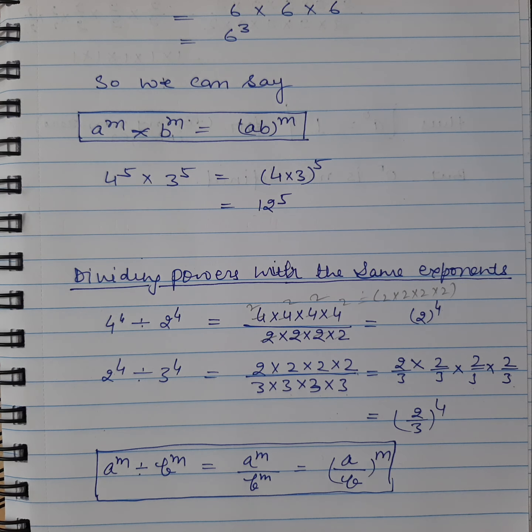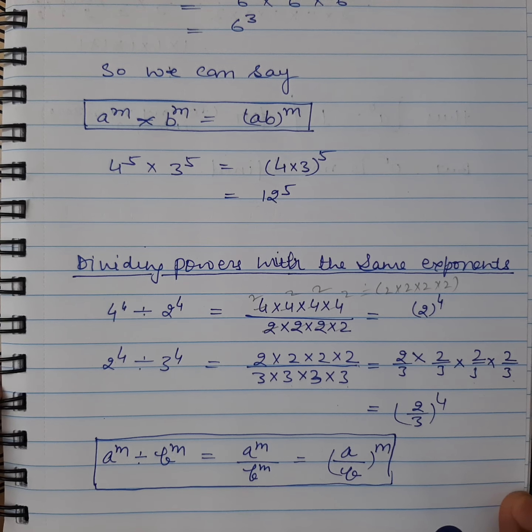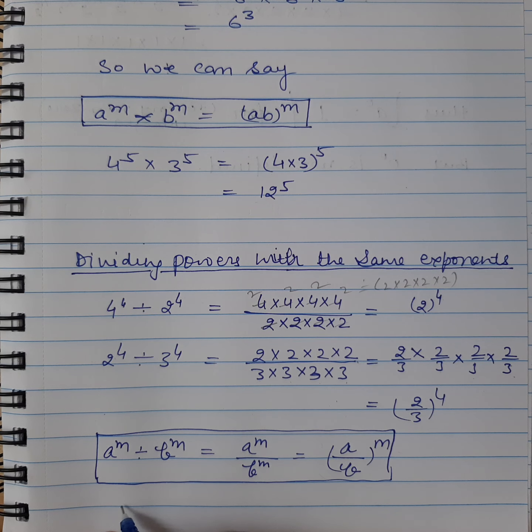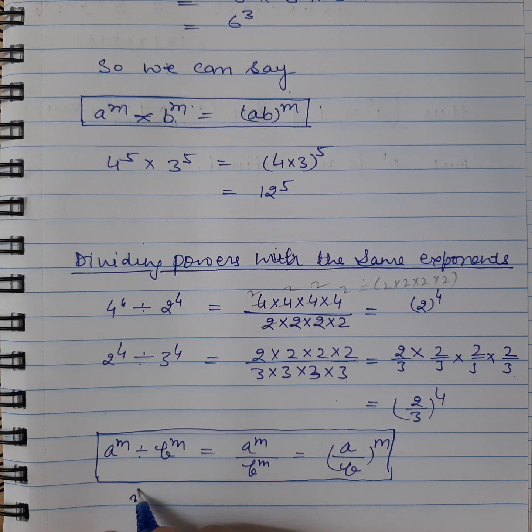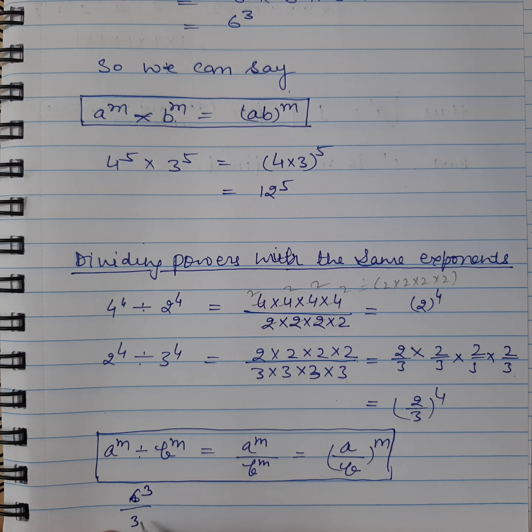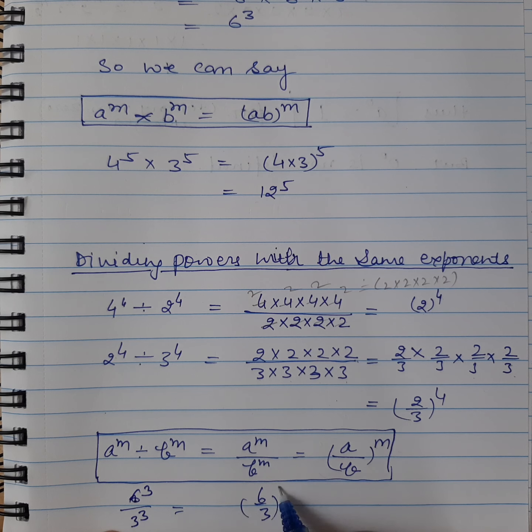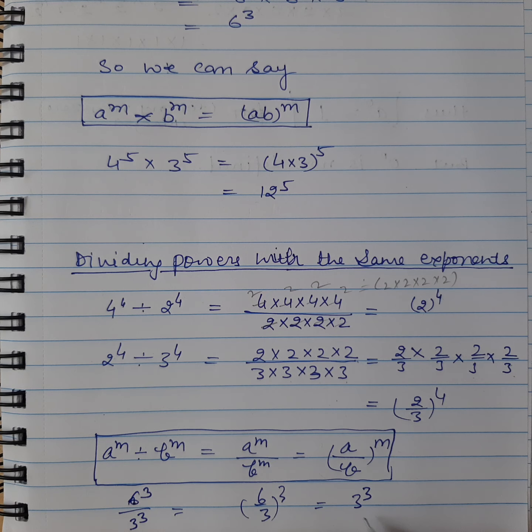So we can define this formula as a raised to power m divided by b raised to power m is equal to a divided by b, raised to power m. So if we take another example, 6 raised to power 3 divided by 3 raised to power 3 will be 6 divided by 3, raised to power 3, which is 2 raised to power 3.